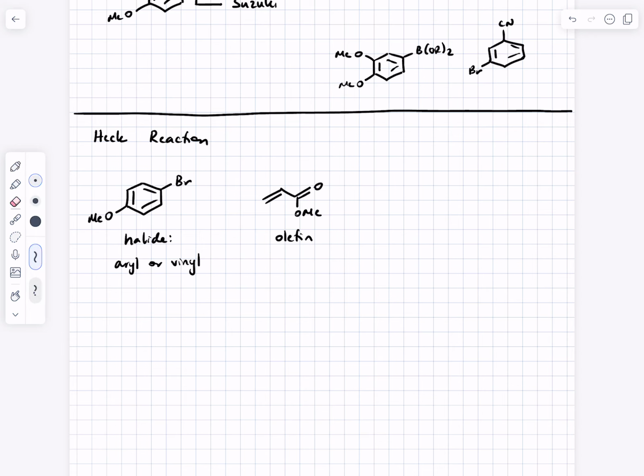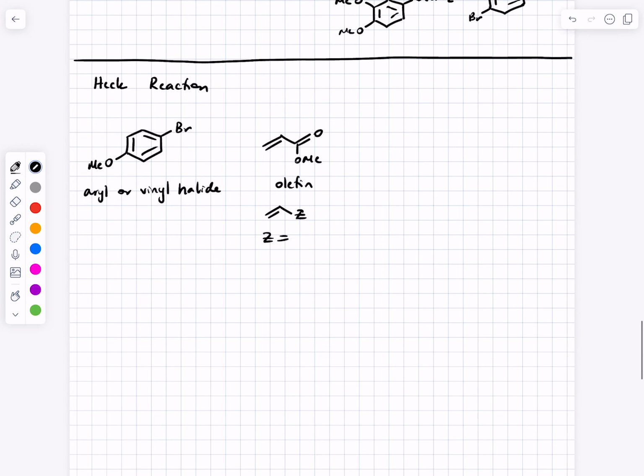But the general substrate scope is that of an olefin with this general structure where Z equals a phenyl group, a benzene ring, an ester, or perhaps CN. Generally an electron withdrawing group.